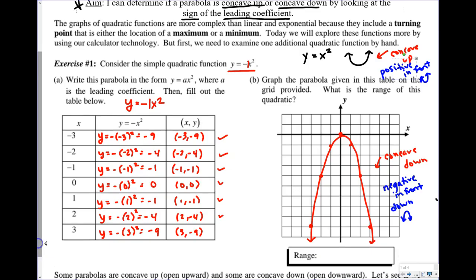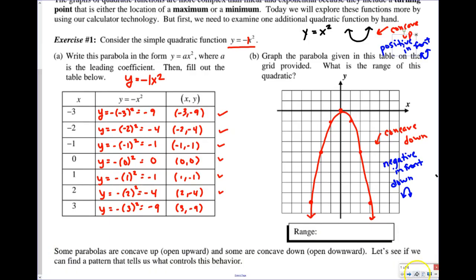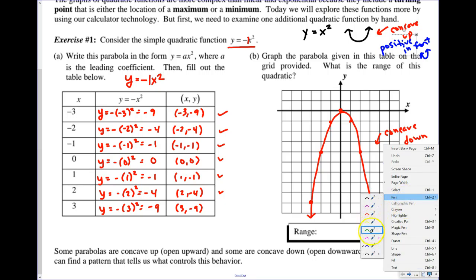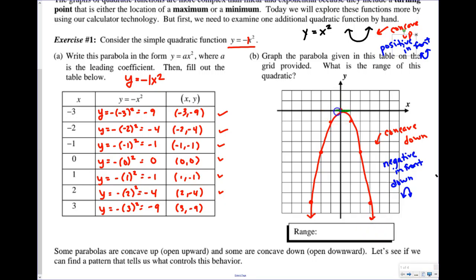Okay? So this last question wants us to talk about the range of this. Well, we've done this a couple times in the last lesson. Remember, your range is from your up and your down, right? Range is your y values, and it goes from top to bottom.